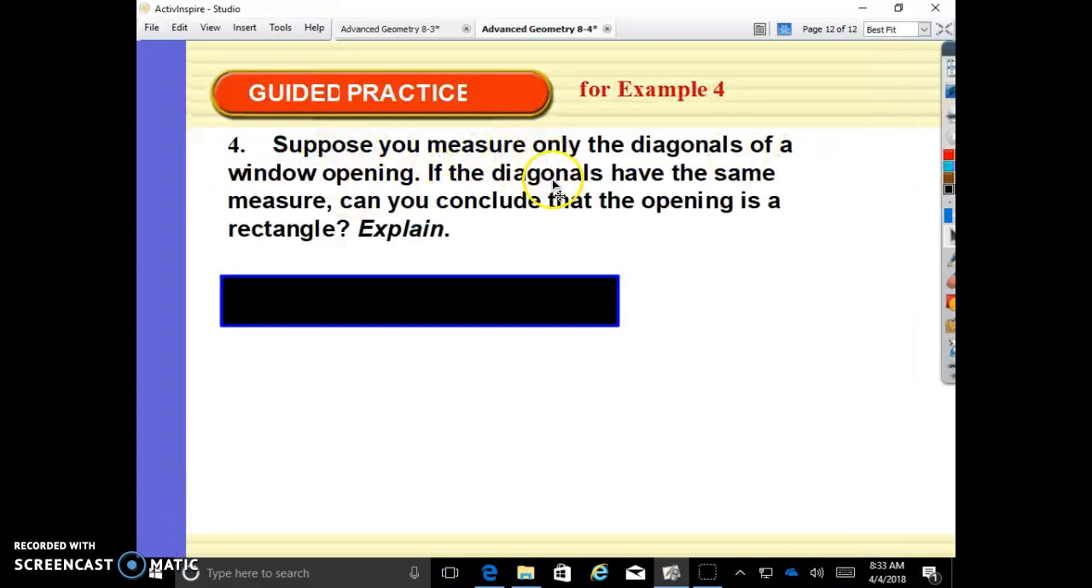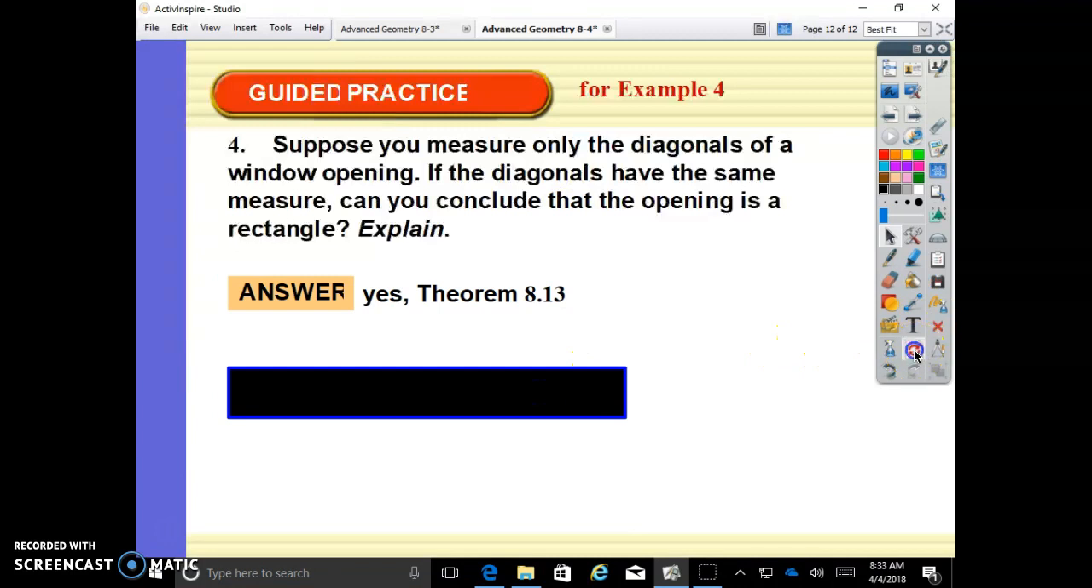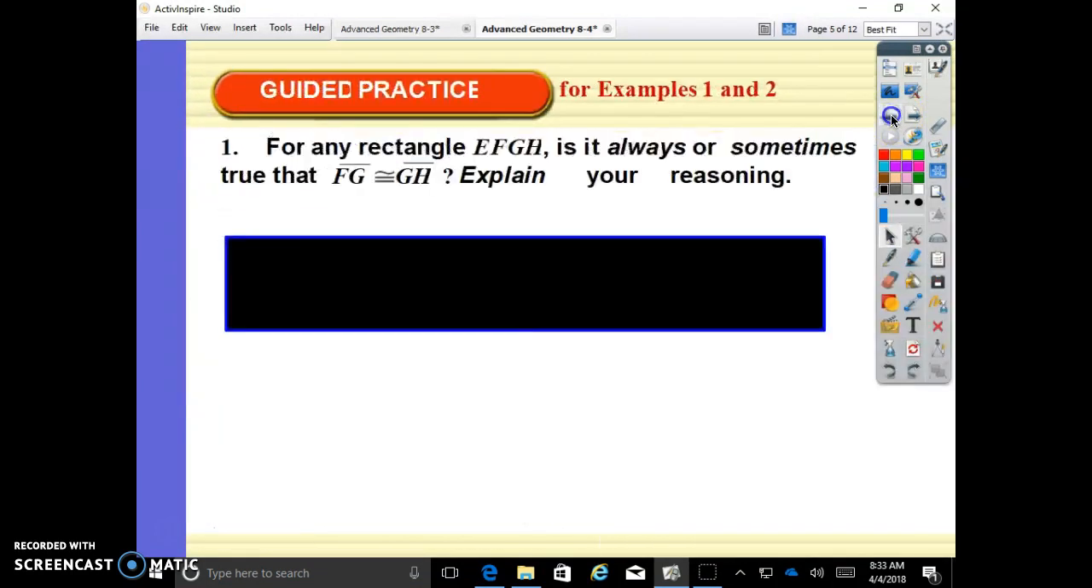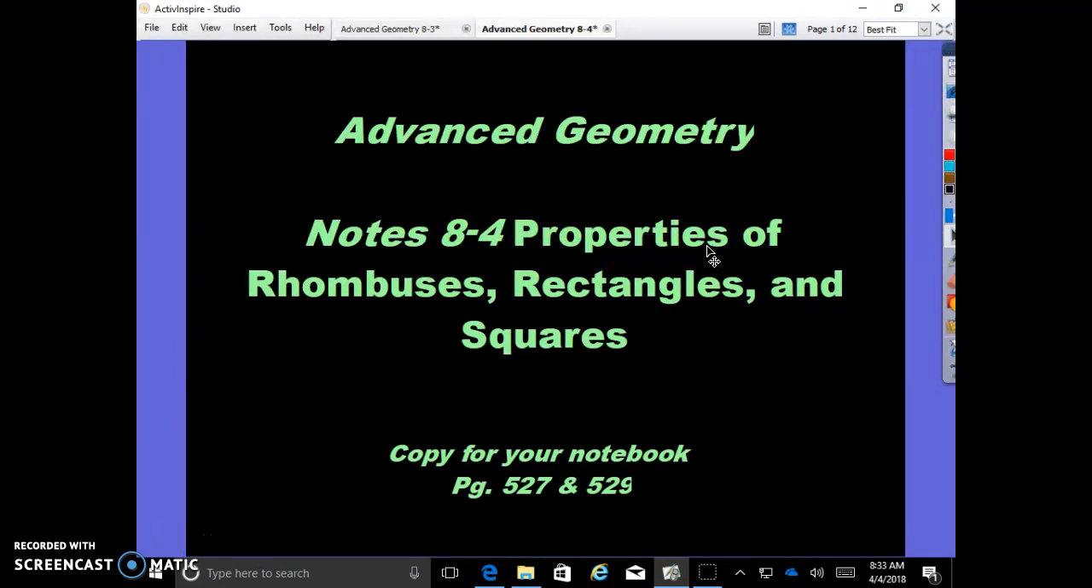Suppose you only measure the diagonals of the window opening. If the diagonals have the same measure, can you conclude that the opening is a rectangle? Yes, theorem 8.13. And that is today's lesson on 8.4, properties of rhombuses, rectangles, and squares.